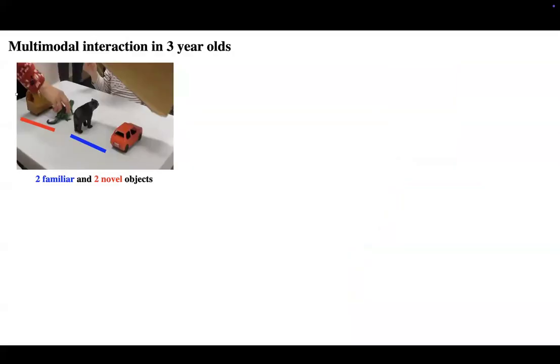So what was done here is that kids who were around 3 years old were shown 4 different objects, and 2 of them were either familiar or 2 of them were novel. So in this specific example, you can say that the wagon and the iguana are the novel objects, so the child is not familiar with them yet, and the bear and the car are the familiar objects.